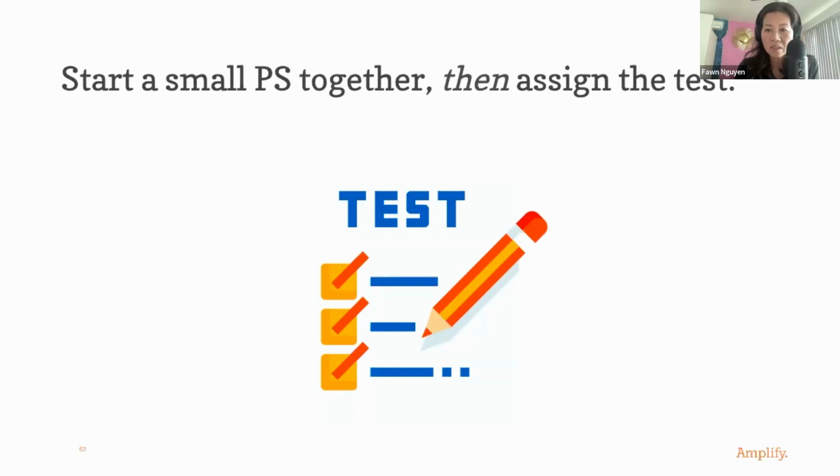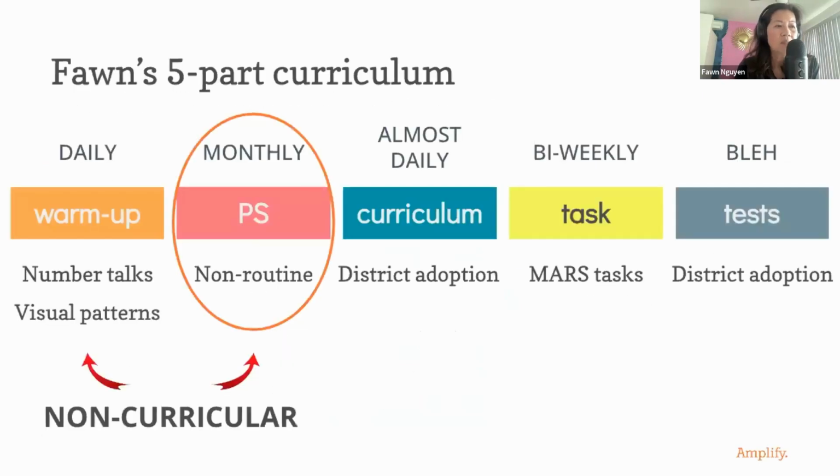The Mars task, Yanni, is just bi-weekly. Bi-weekly means once every 2 weeks, right? Not twice a week. I always get those mixed up.